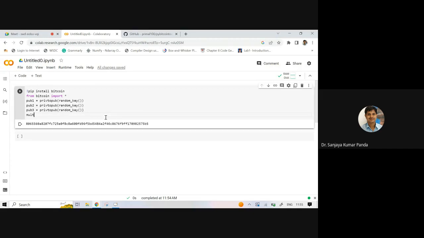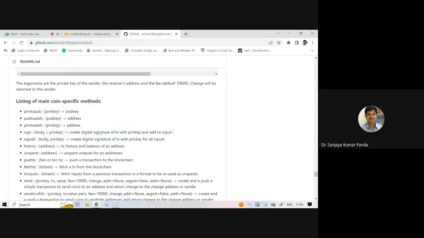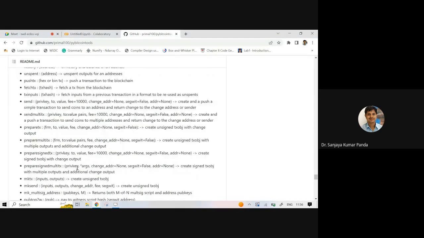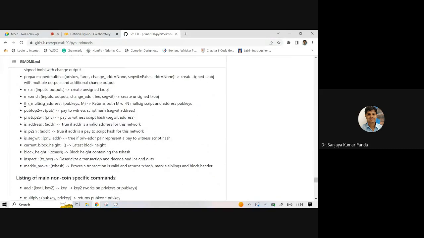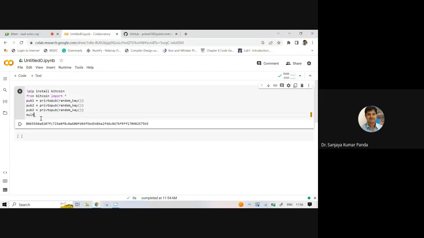I told you about multi-signature, right? There is a function here you can find, mk_multisig_address. This function is going to return your m-of-n key. For example, if I use this particular function, let it be stored in multi. This is the multi-signature address. Or you can also use the script.